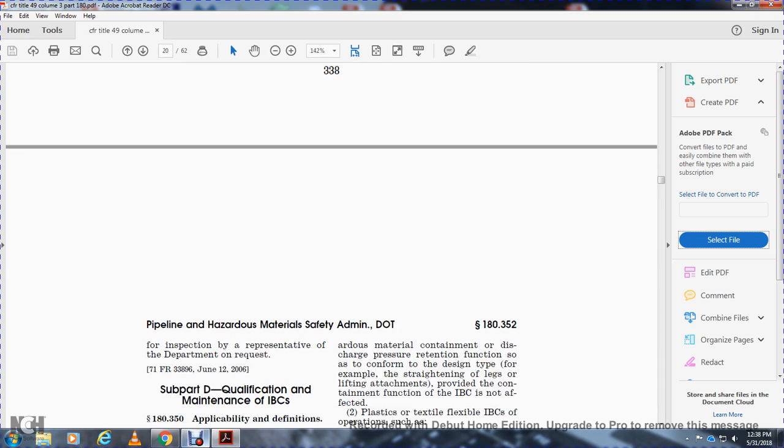The records must be made available for inspection to a representative of the department on request. So Part D, qualifications and maintenance of the IBCs.